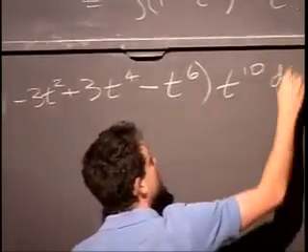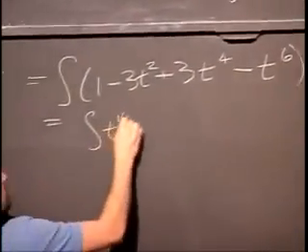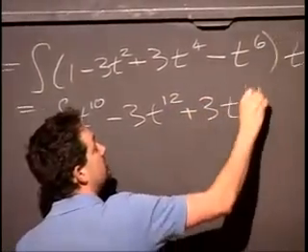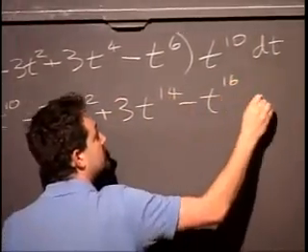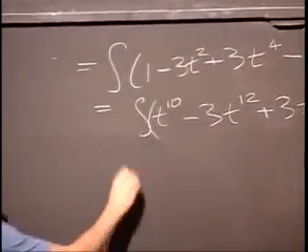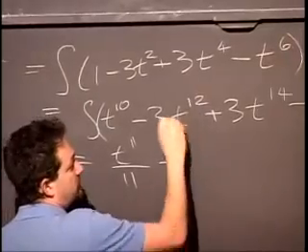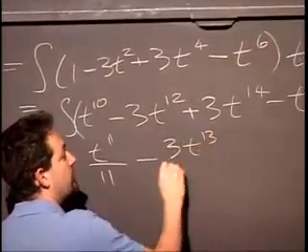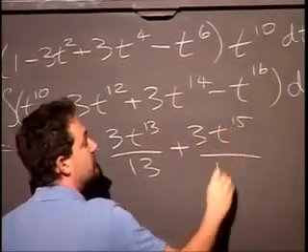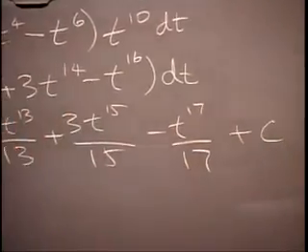T to the 10. This is admittedly a fairly nasty example, but totally beyond the realms of possibility, in Math 104 at least. So, you get all these powers here with the various coefficients. It's just a polynomial. And you can integrate. You get t to the 11 over 11 minus 3t to the 13 over 13 plus 3t to the 15 over 15 minus t to the 17 over 17 plus c.